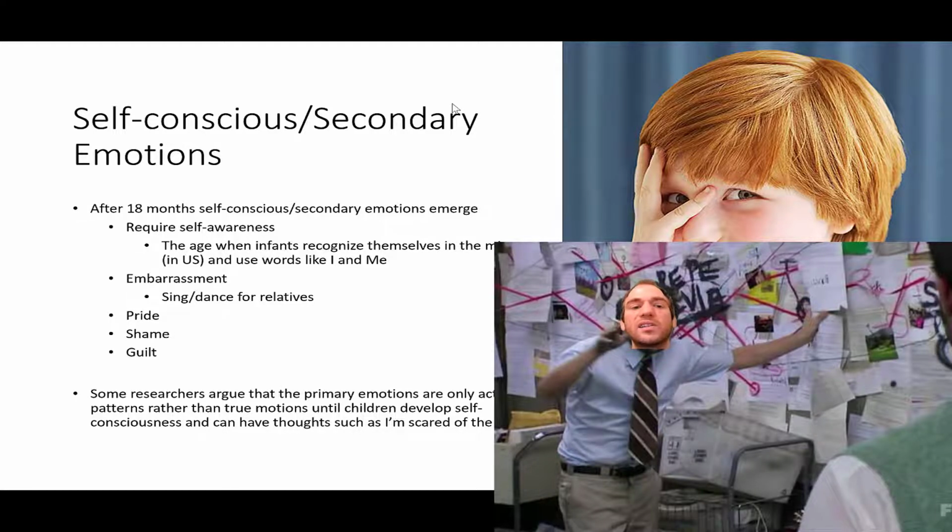So the idea here, as the title suggests, is that secondary emotions emerge and develop a little later on, at approximately 18 months. The argument is that they require self-consciousness, and this self-consciousness allows a child to recognize themselves and thus feel embarrassed. So they understand their action, and then they understand how other people are reacting to their action. Therefore, they can feel embarrassment, shame, pride, etc.